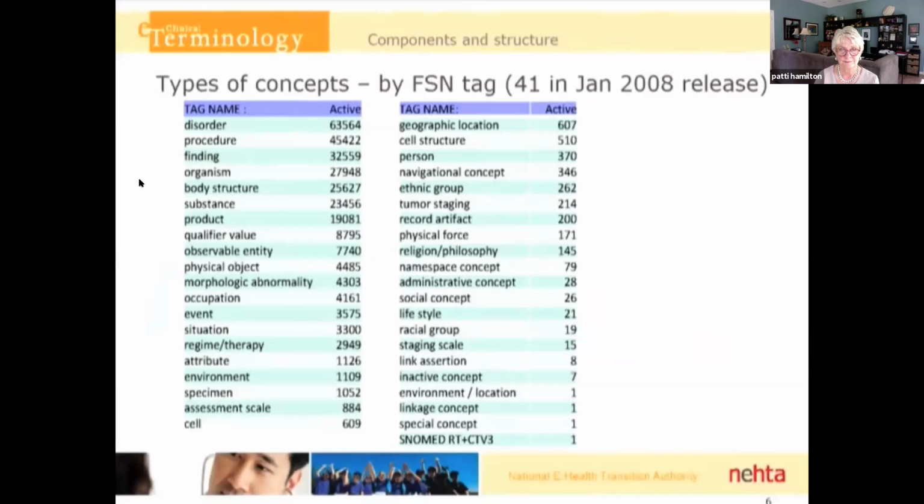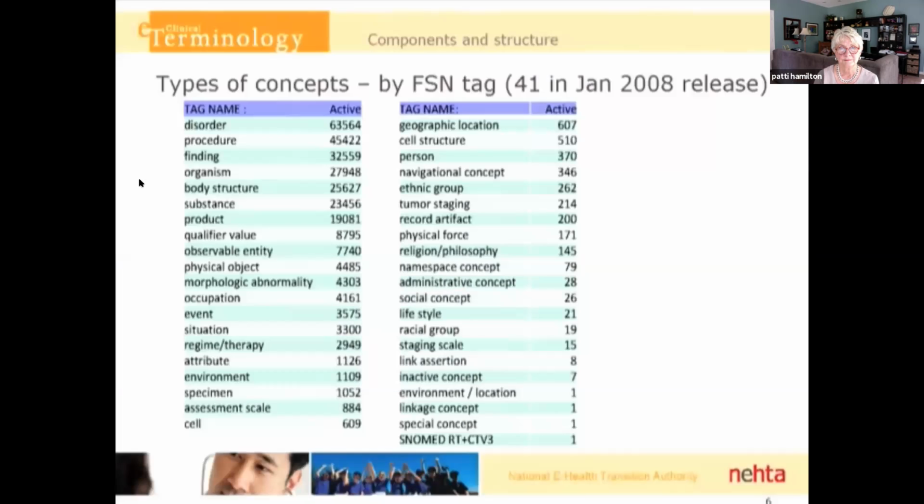FSN here means fully specified name. That's the long name of the SNOMED concepts. At the very end of each of the SNOMED fully specified names, there is a tag that's in parentheses. And these are the tag names. So they are things like disorder, procedure, finding, organism, body structure. And you can also see the number of SNOMED codes or concepts that are represented of each of these categories. So we have 63,000 and some odd disorder concepts, 45,000 or more procedures, 32,000 findings, 27,900 organisms, and so on.